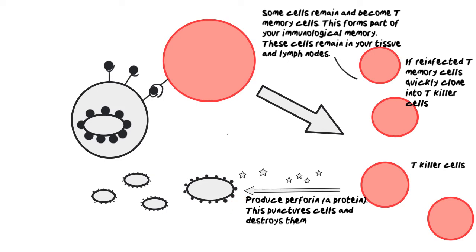So once the target cells have been destroyed, some of these T cells will remain. Okay, they become T memory cells. These remain in your tissue and your lymph nodes and form part of your immunological memory. So if you are reinfected, or we have another circumstance with these cells, our T memory cells will quickly clone to become T killer cells. Okay, and these T killer cells will then produce the perforin, which will destroy the cells.